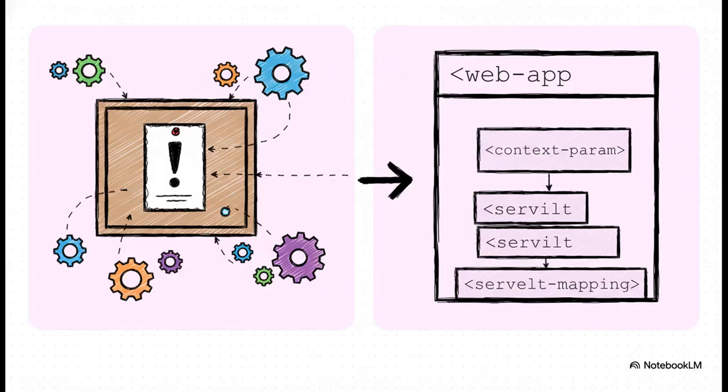And here's how that looks. On the left, it's a public notice for everyone. And on the right, look at the code. See the difference? This context-param tag isn't inside a specific servlet. It's out in the main web-app tag. That's how we signal that this piece of info, like a database driver name, is for public use. It's posted right on the main board for all to see.